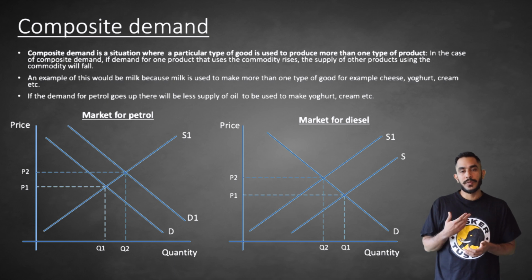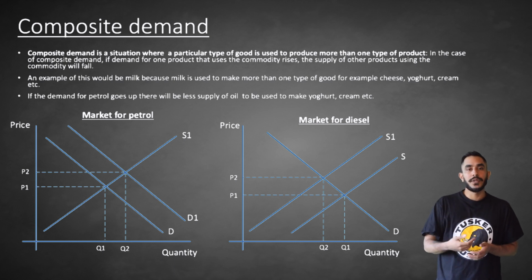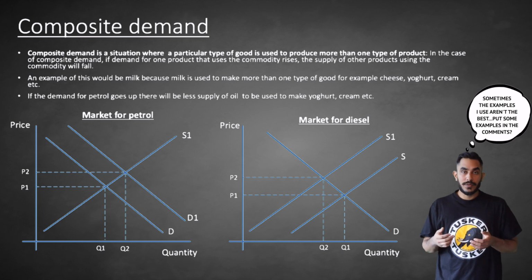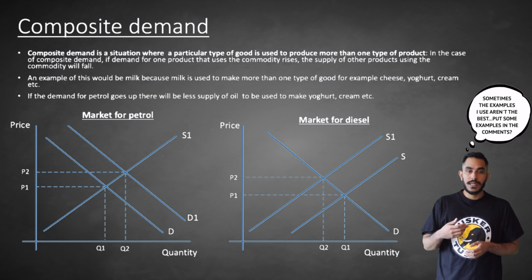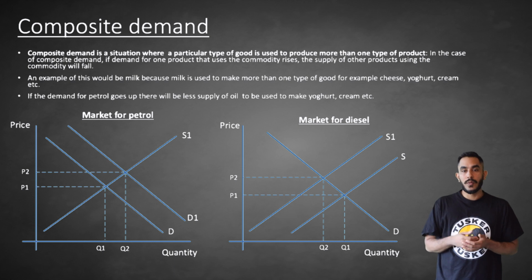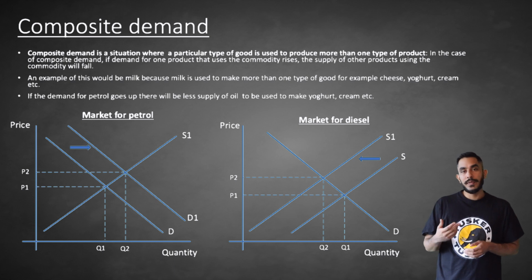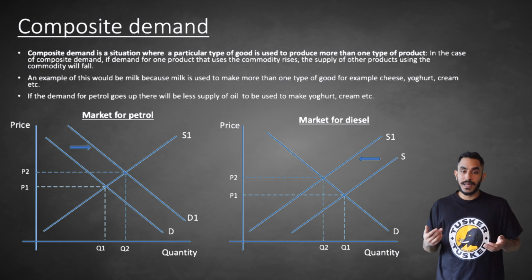Composite demand is a situation where a particular type of good is used to produce more than one type of product. For example, milk is used to make cheese, yogurt, ice cream, and loads of other things. In this case, if the demand for one product that uses milk rises, the supply of milk to produce another product will fall. Another example of composite demand would be oil, as crude oil can be used to make different types of products. For example, petrol, diesel, and plastics.